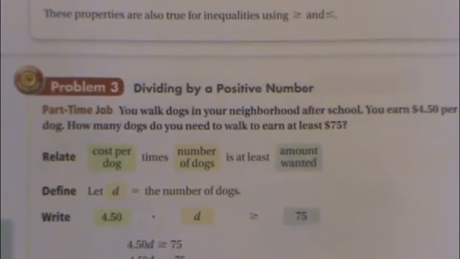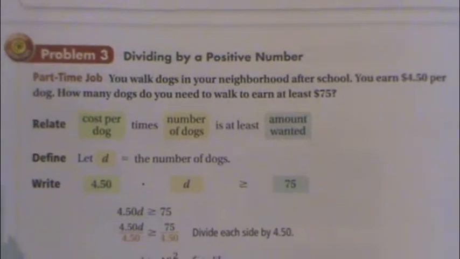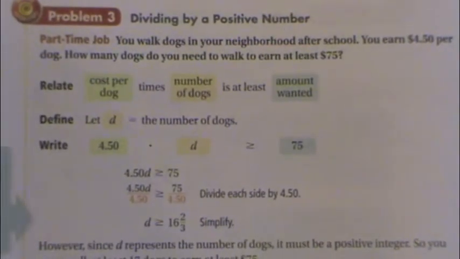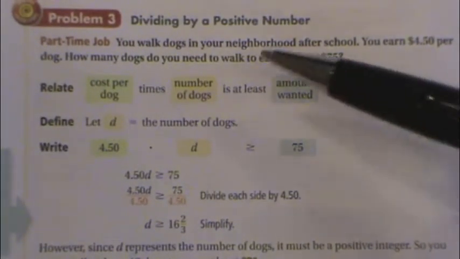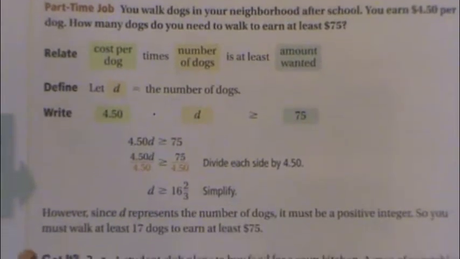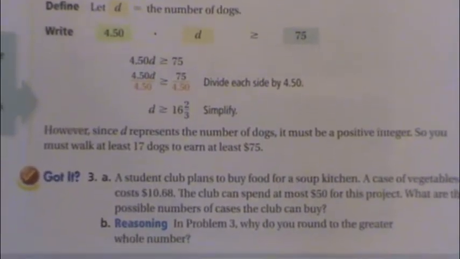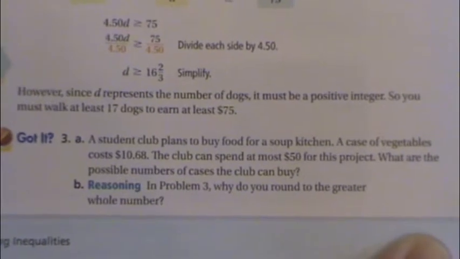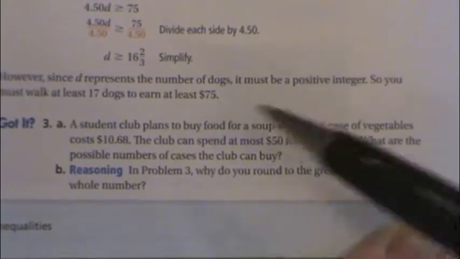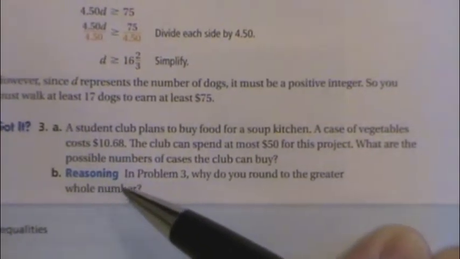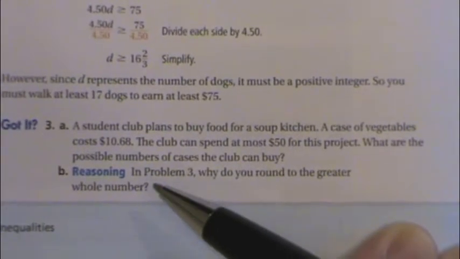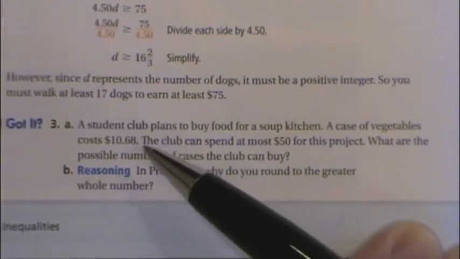So, problem 3, dividing by a positive number. And they're trying to give you a real-life example. I'm going to let you read over this on your own. Moving on to got it, number 3. Letter A is an actual problem. Letter B is thinking, not solving. So, pull your notebooks out. Let's get this written down, see what we can find.